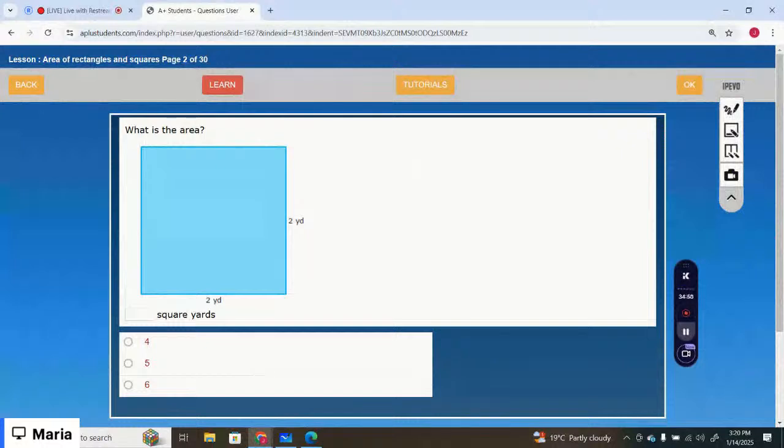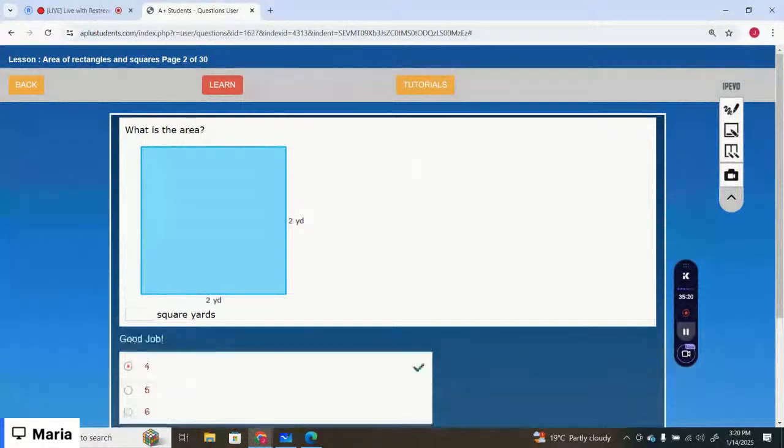What is the area? Which is the correct option? That is option number 1. 2 times 2 is 4. So option number 1 is the correct option.